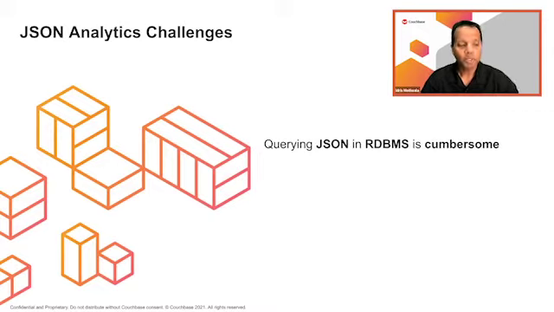Number two, querying JSON data in relational databases is super cumbersome. Essentially, users who are using RDBMSs for data originating in JSON format need a familiar SQL-like capability to report and analyze JSON data.